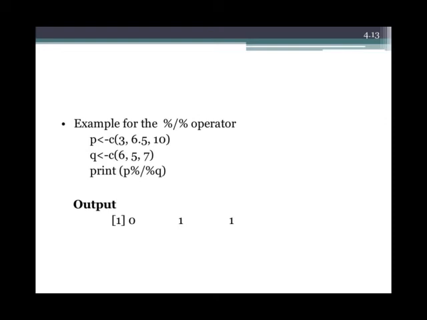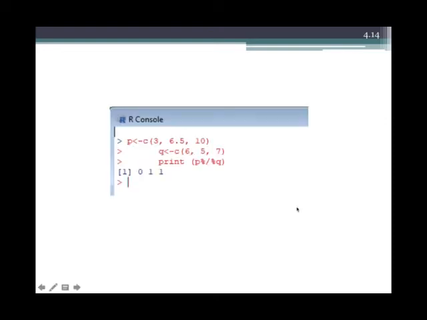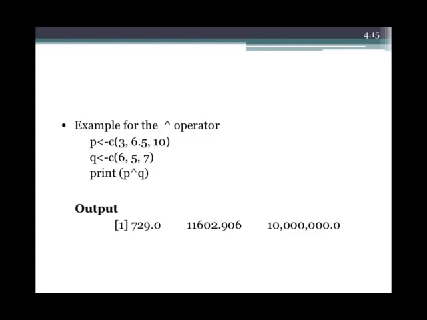Then we have the %/% operator which returns the whole number part. So 3 by 6 is only a decimal portion, there is no whole number part. So we see a 0. 6.5 by 5.7 it goes in once, so we get 1 as the answer. And 10 by 7, 7 goes into 10 once, so we get 1 as the answer. You can see the output on the screen, which has been run in the R Studio or the R console.